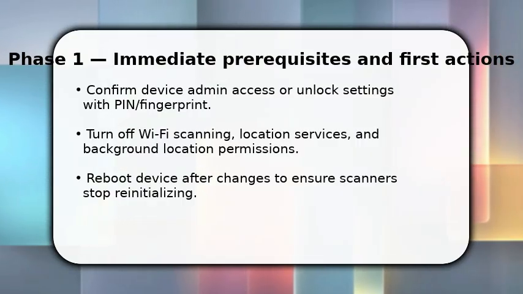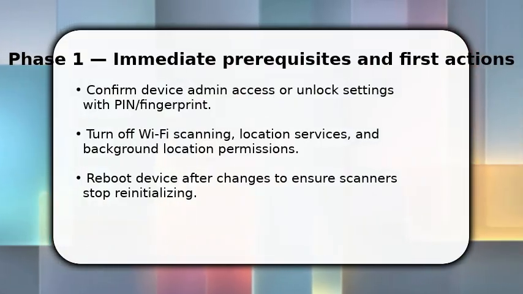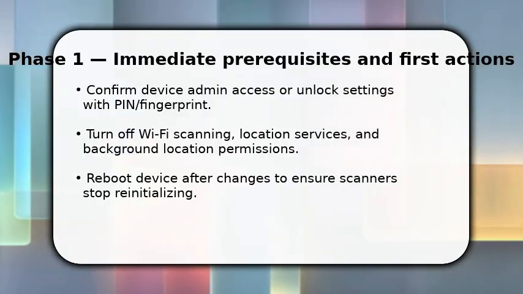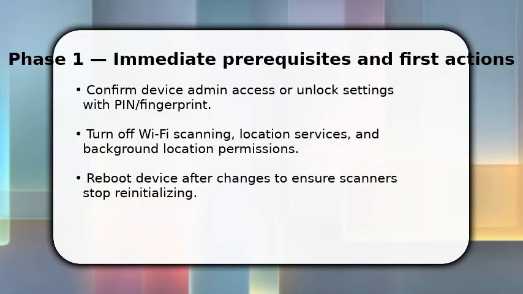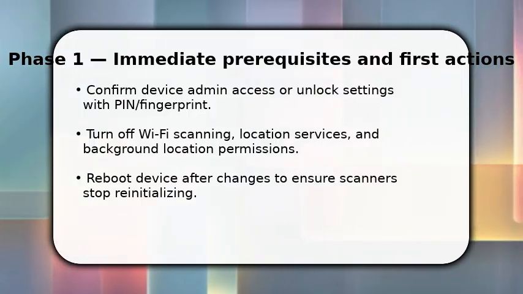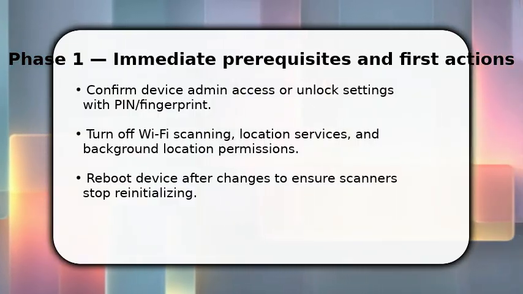You start by getting straight into settings. Open Wi-Fi and location panels because scanning features live there. Turn off Wi-Fi scanning and passive scanning toggles, then revoke background location for apps that request network scans. Make sure you have admin access or your PIN ready, since some changes require it.